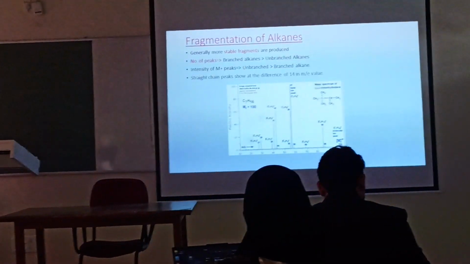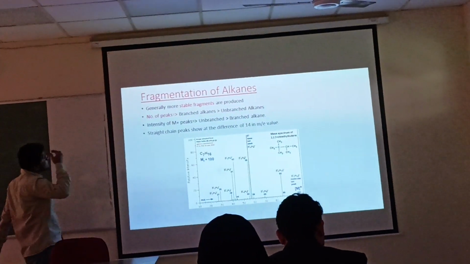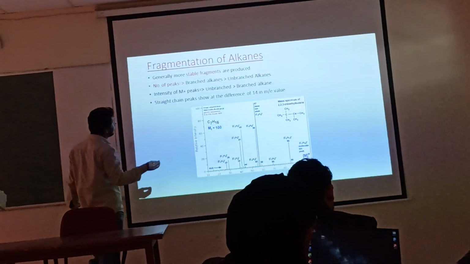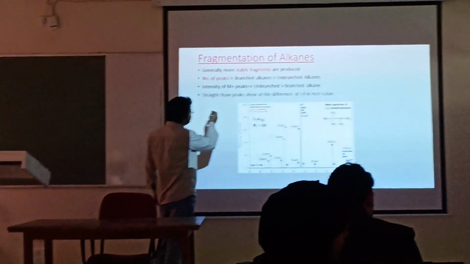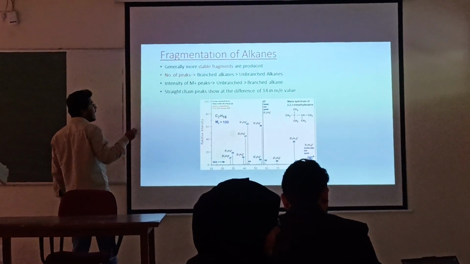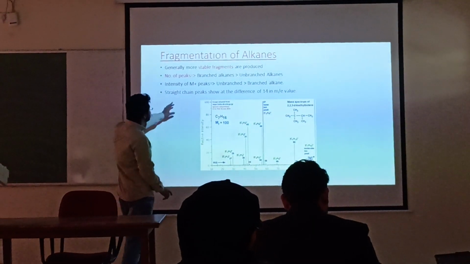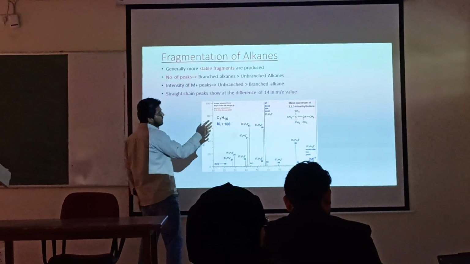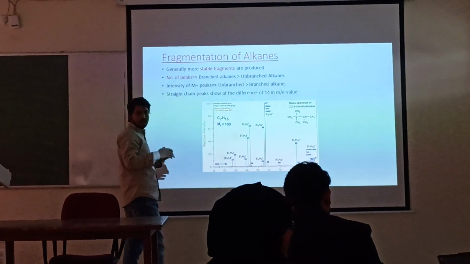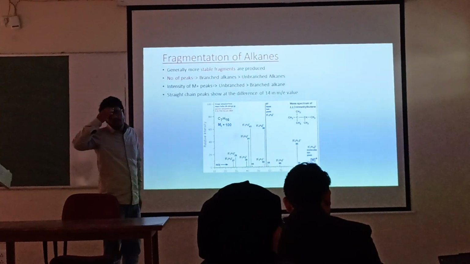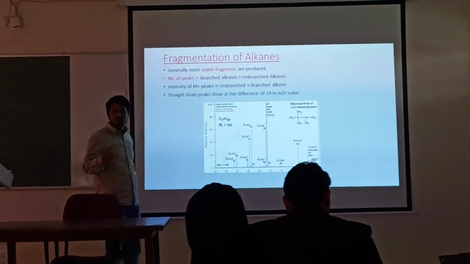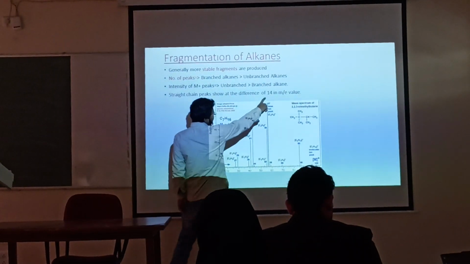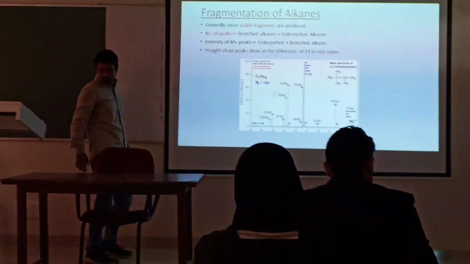Coming to the next topic, which is fragmentation of alkanes. In fragmentation of alkanes, the most stable fragments are produced. The number of peaks will be high in branched alkanes, and the intensity of the M+ peak will be high in unbranched alkanes. Straight chains show peaks at a difference of 14 in m/z ratio. It means that a straight chain will fragment into different other components according to the homologous series, by the difference of CH2. It means by the difference of 14 in m/z value. Here are the examples.